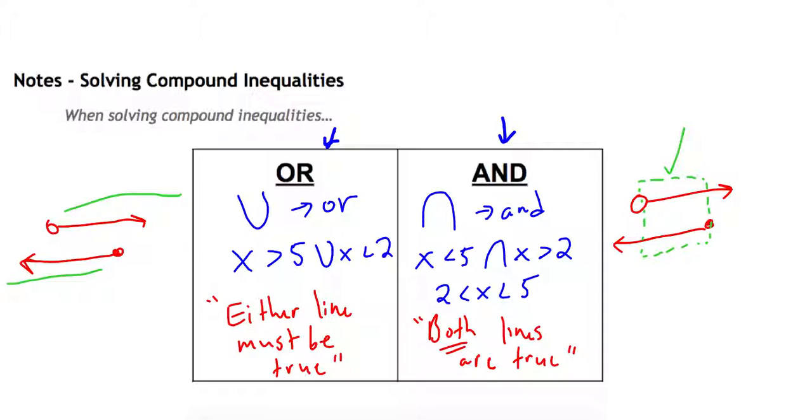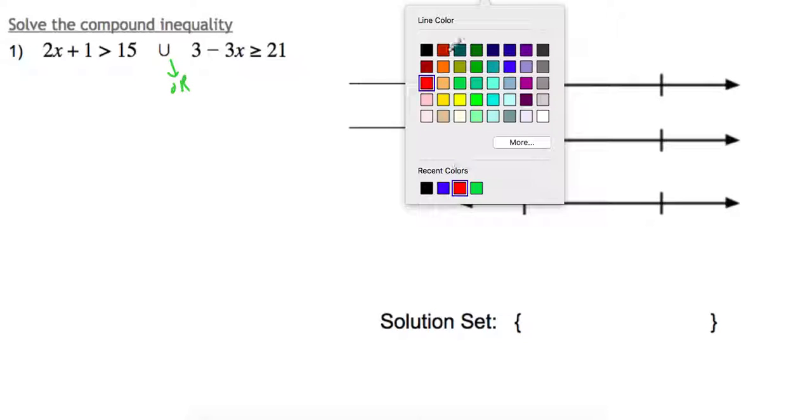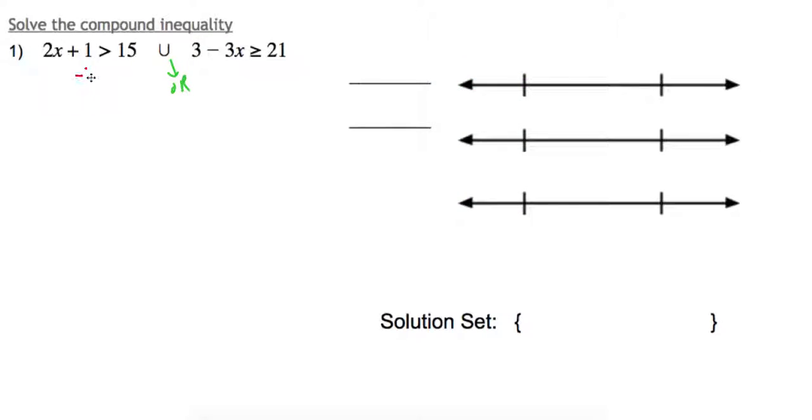So let's see some examples of how to use these together. I want to solve this compound inequality. Since this is an or inequality, I'm going to treat each individual inequality like it's two separate inequalities, and then I'm going to combine them together. So let's start off with red for this one. I'm going to subtract 1 from both sides. So I have 2x is greater than 14. Then I'll divide both sides by 2, and I get x is greater than 7. I'm going to put that on my first line here. X is greater than 7 is going to be my first inequality.